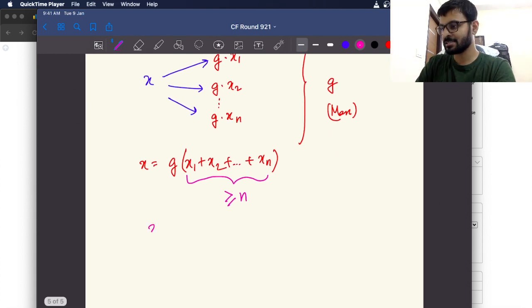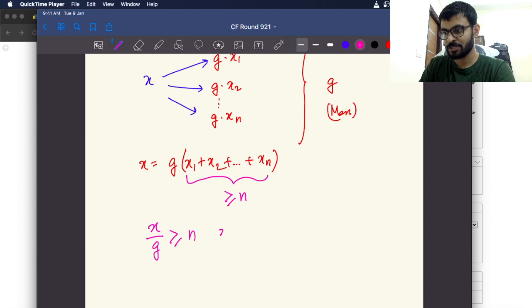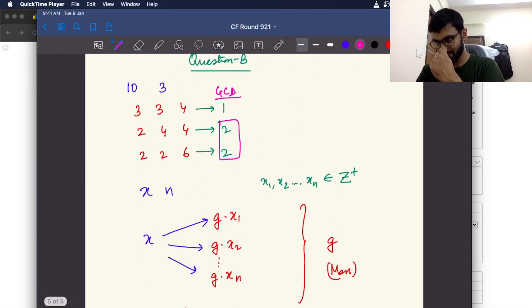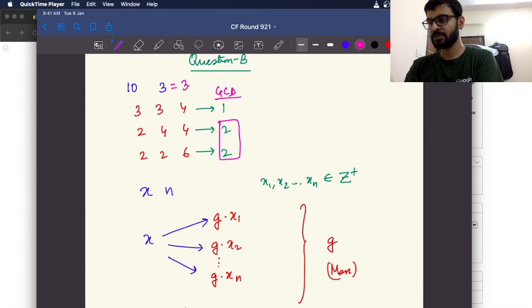So if x is equal to g into something greater than or equal to n, that means x by g is greater than or equal to n. Which means that g has to be less than or equal to x by n. g must be less than or equal to x by n, which means g has to be less than or equal to the average. And that is my first strategy, that hey, 10 by 3 is 3.3 something. So basically, this is my average. 10 by 3 is equal to 3.33. So it has to be less than or equal to 3. My answer has to be less than or equal to 3.